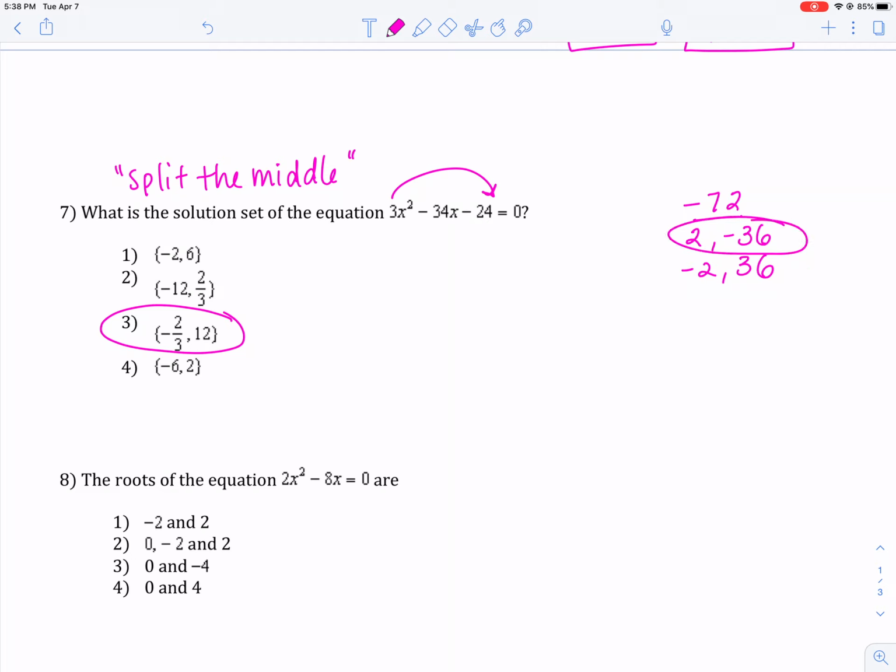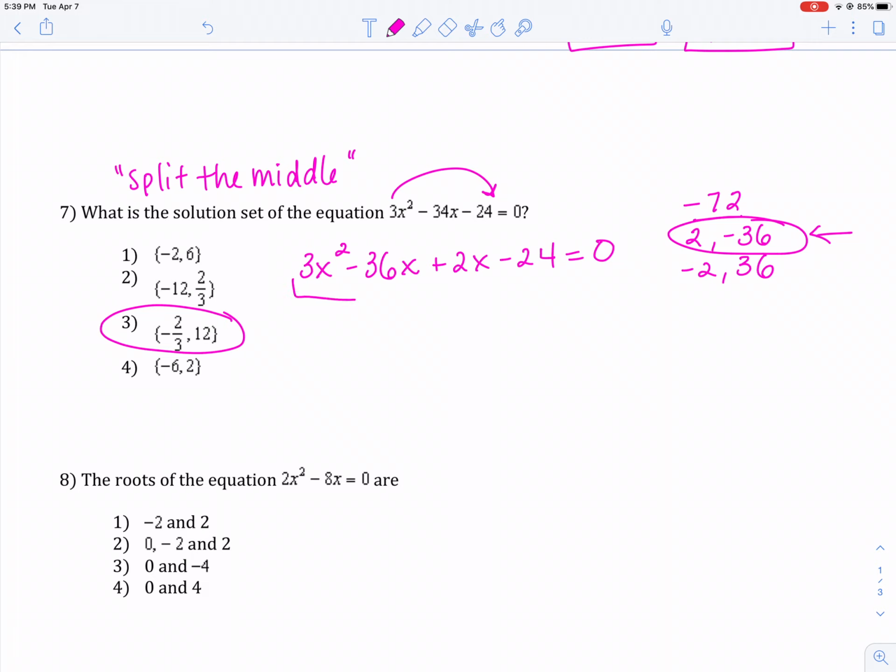So in a split the middle, because there was no GCF, 3 didn't go into 34, I am going to immediately keep my first term. I'm going to split negative 34x into these two numbers. I'm going to put the negative 36x first, and I'm going to put the 2x second. The order of those doesn't matter. And then I'm going to bring down my last term. Don't forget my equals 0.